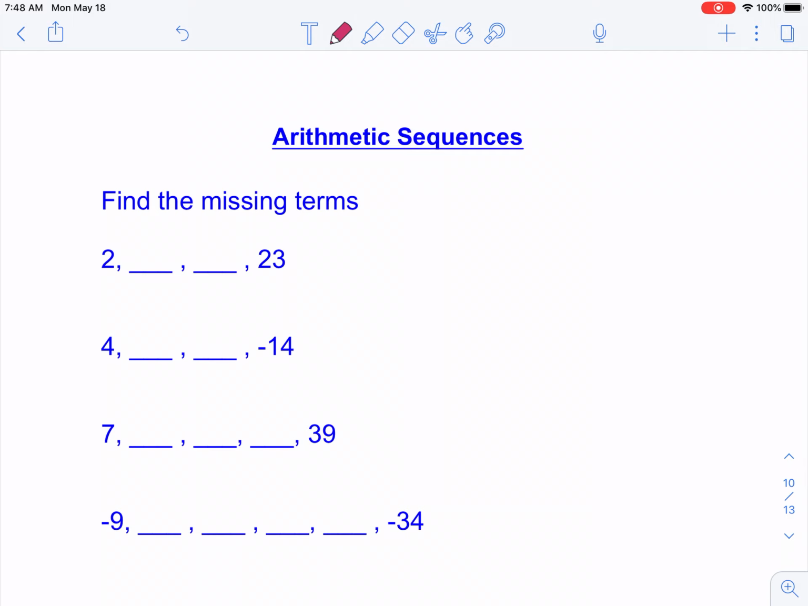Alright. For homework, I want you to do this slide right here. Find the missing terms. Alright? Nice and easy.